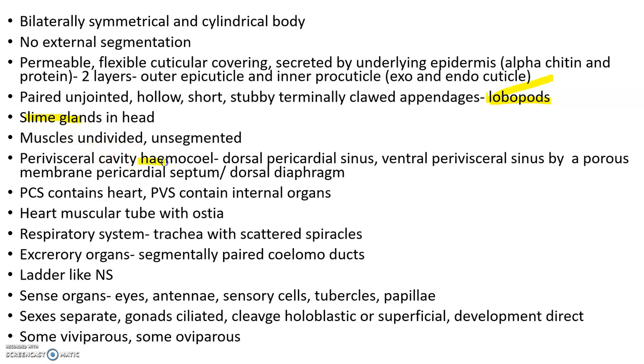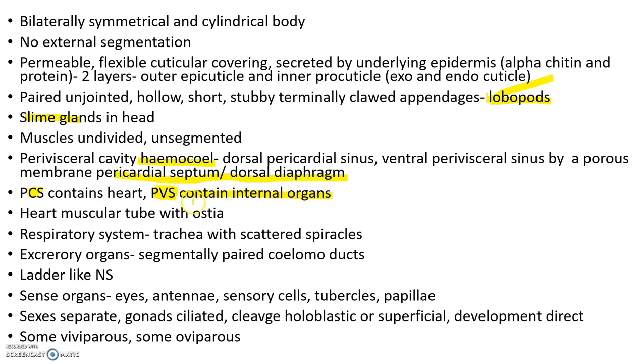The perivisceral cavity is a hemocoel. It is divided into a dorsal pericardial sinus and a ventral perivisceral sinus by a membrane, and this membrane is porous, meaning it has pores. This membrane which divides the hemocoel into the dorsal and ventral sinuses is called the pericardial septum, also called the dorsal diaphragm. Now, the pericardial sinus, as the name indicates, the cardial refers to heart. So the pericardial sinus contains the heart, and the perivisceral sinus, the word viscera, you may know, means internal organs. So the perivisceral sinus occupies several internal organs.